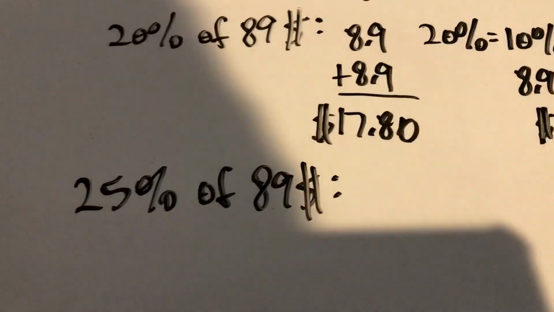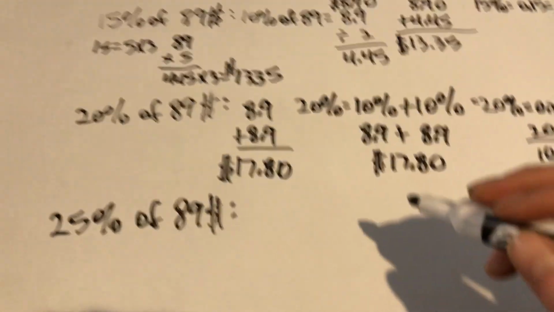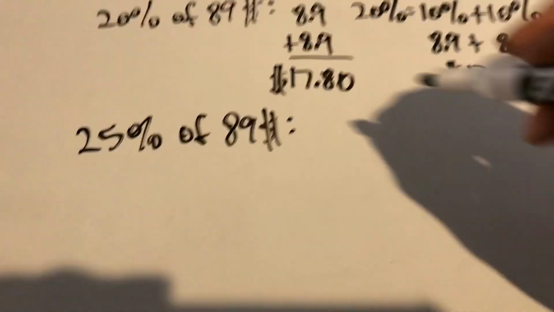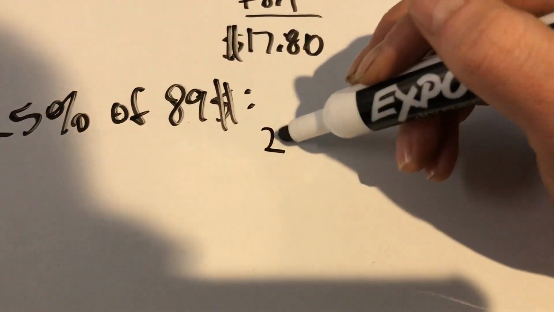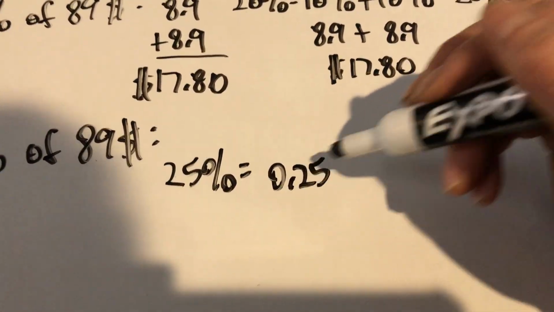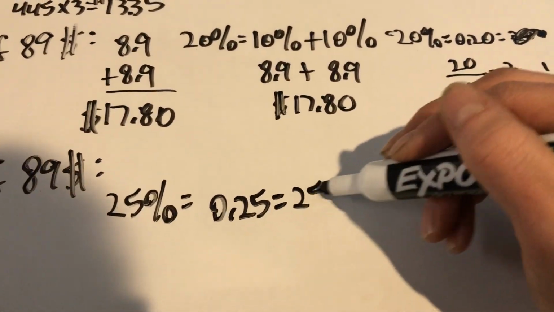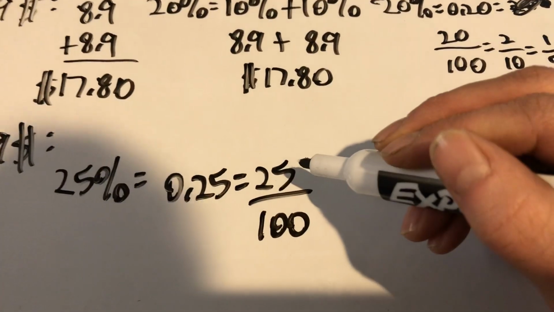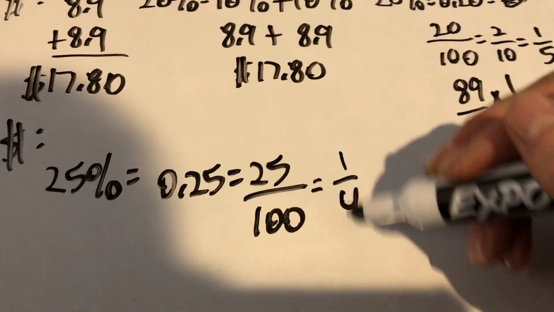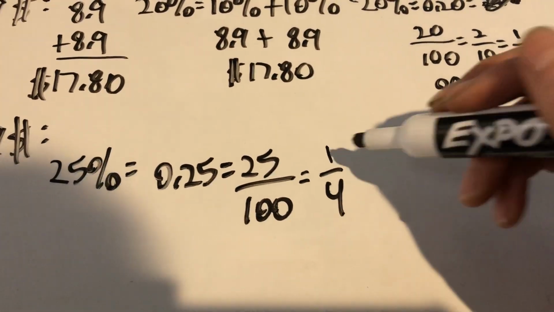Now, for 25% of 89, there's multitudes of other methods you can use, but I'm only going to use one method, which I personally think is the easiest one of all. So let's look at 25%. 25% is the same thing as 0.25. Then we convert 0.25 into fractions. You got 25 over 100ths, which is reduced to 1/4. 25 divided by 25 equals 1. 100 divided by 25 equals 4, so you got 1/4.